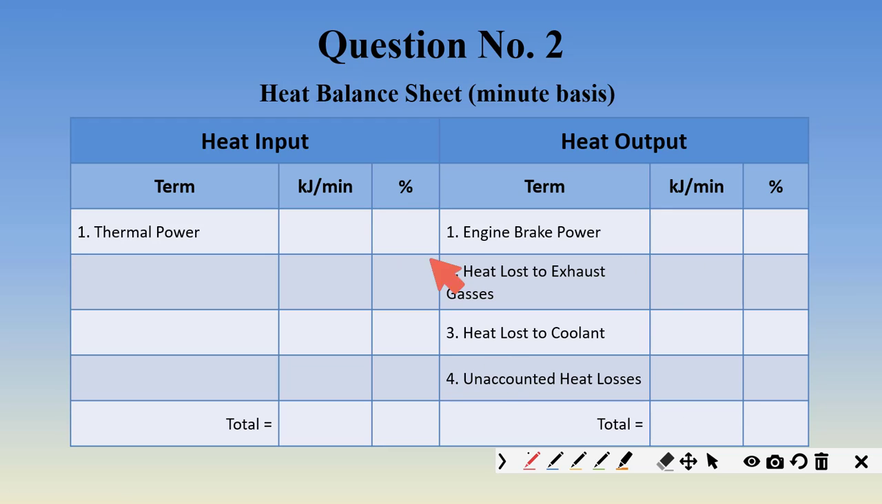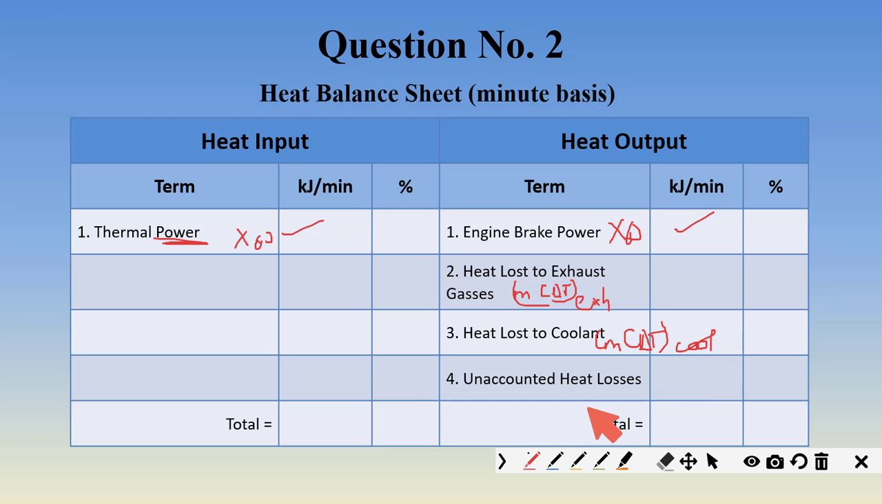Out of these values, we know the thermal power in per second. We will multiply it by 60 and we will get thermal power in per minute. Similarly, we know brake power in per second. We will multiply it by 60 and we will get brake power per minute. To calculate heat loss to exhaust gases, what are we going to do? M C delta T exhaust gases. To find the heat loss to coolant, what are we going to do? M C delta T coolant.